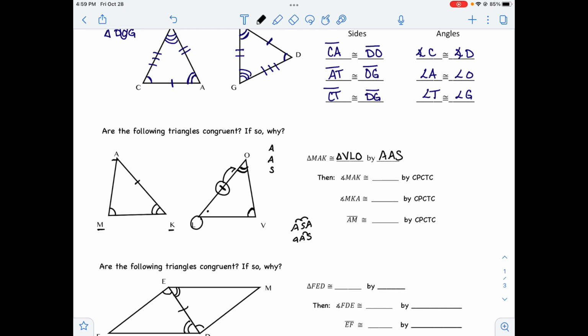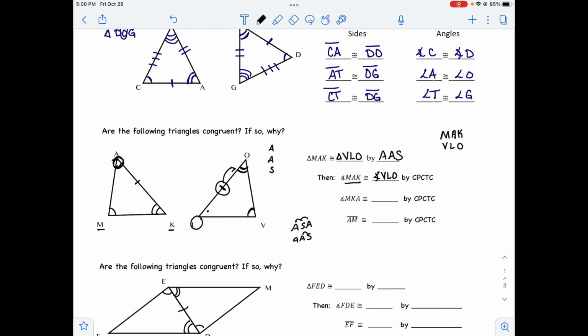Now that we've proven that they're congruent, we now can prove the congruent parts. So MAK, we're talking about the angle MAK, this angle right here. What is it equal to? Well, it's got to go in the same order. If you use the stack method, we had MAK up here, and we had VLO that we've already determined they are congruent. So MAK has to be congruent to angle VLO.